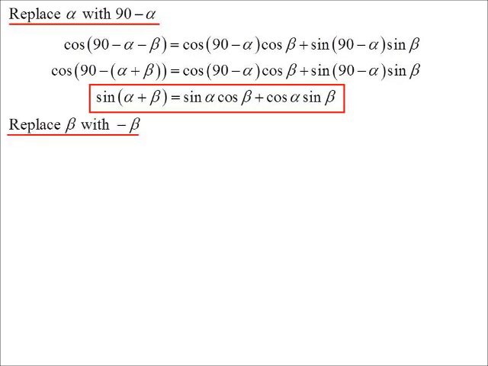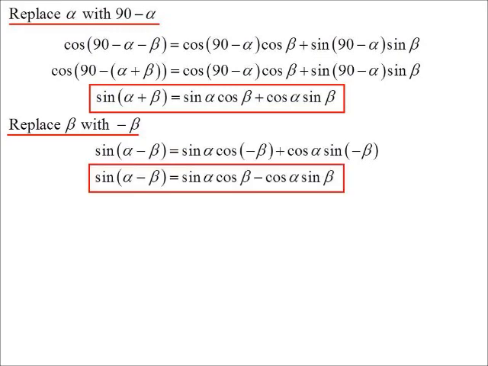Now, again, I'm going to create another formula by changing beta with minus beta. And again, I'm going to use the features of odd and even functions. So the cosine of minus beta I can change to cos beta, the sine of minus beta. And you see what we get. Sine cos, cos sine.